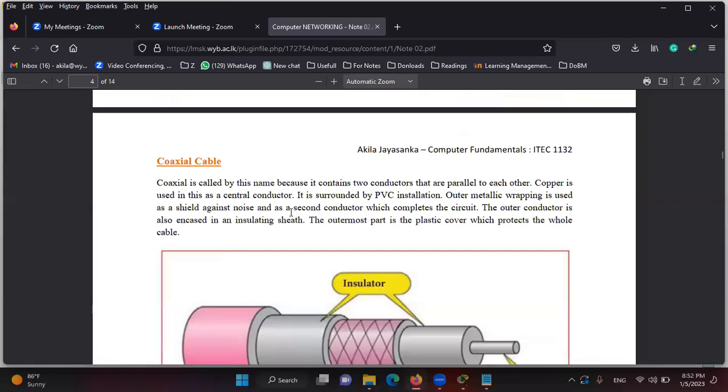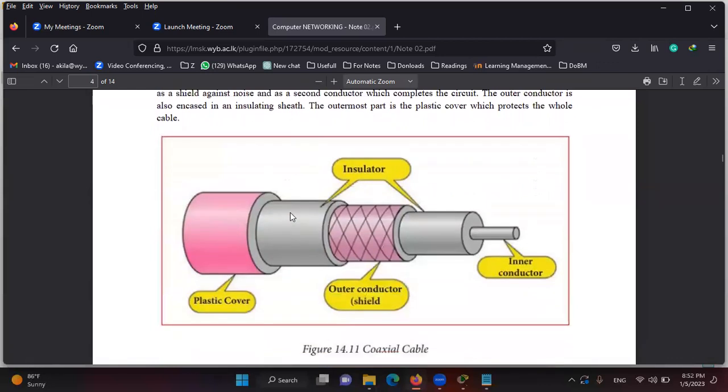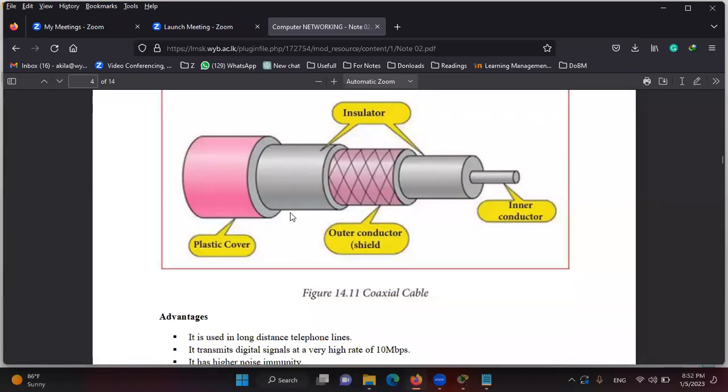The next type of cable is coaxial cable. So this is a one-way communication. I think we have seen this one with antennas and CCTV cameras, right?